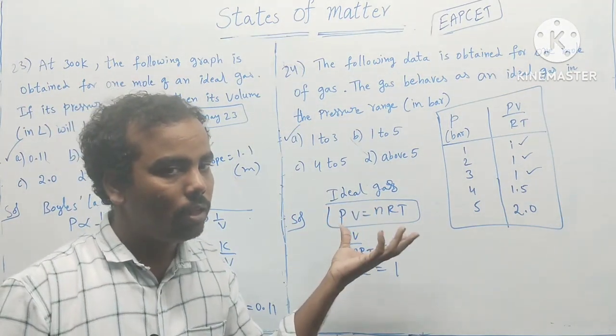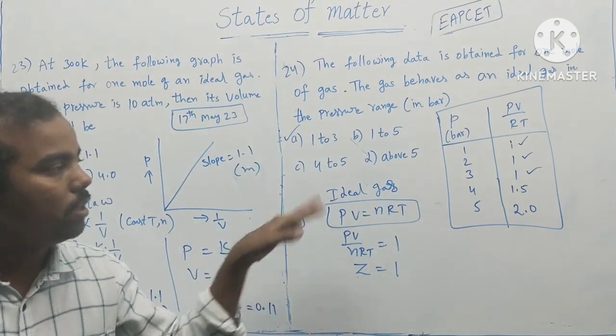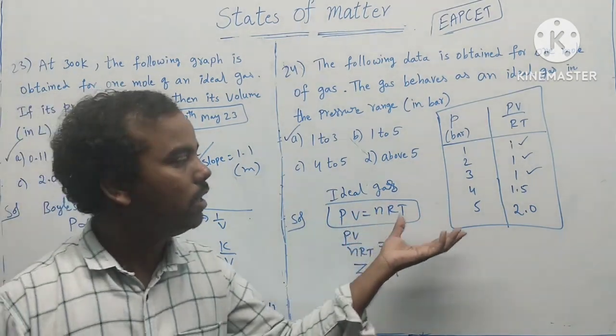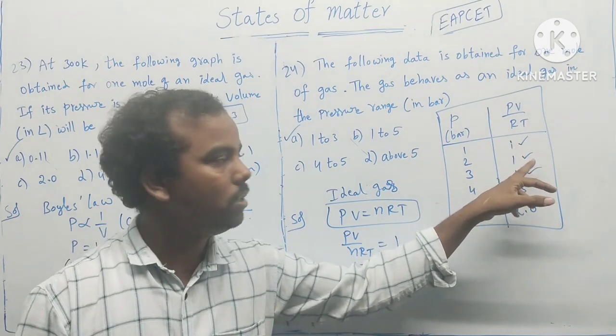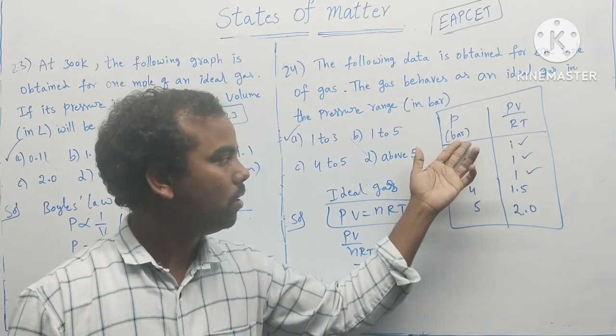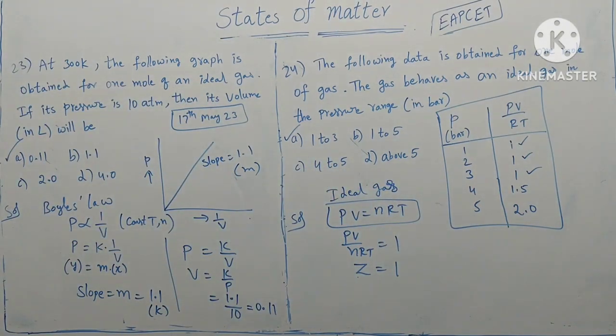In which the gas acts as ideal behavior, that is the answer. Ideal behavior means compressibility factor Z is equal to 1. So the answer is pressures 1, 2, 3 bar. So A. Okay, note this.